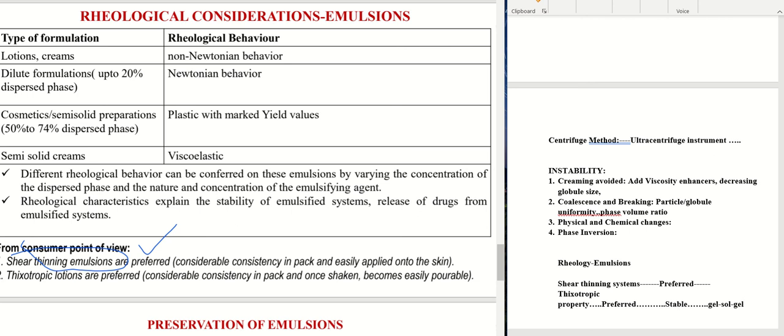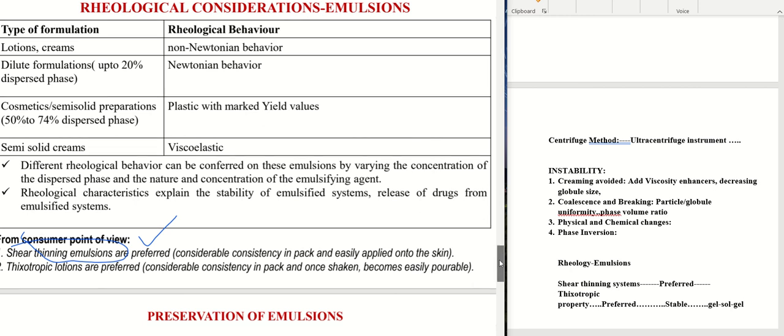So it becomes a tight mass when you keep it undisturbed, and when you apply some shearing stress by shaking, the molecules or particles get loosened up and it becomes pourable. Loosened up means it turns into a sol, and when you keep it aside, it becomes a gel consistency again. This is how the thixotropic behavior of an emulsion is explained. So an emulsion should exhibit both shear thinning properties and thixotropic properties.